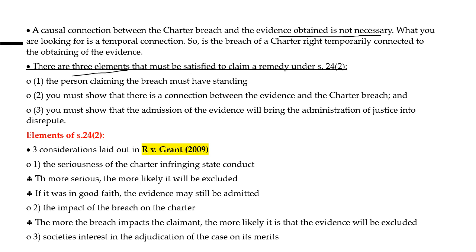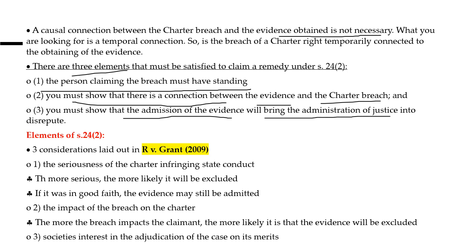Then there are three elements that have to be certified. The person claiming the breach must have standing. You must show that there is a connection between the evidence and the Charter breach. You must show that the admission of the evidence will bring the administration of justice into disrepute. So these are the three considerations that came out in R versus Grant.